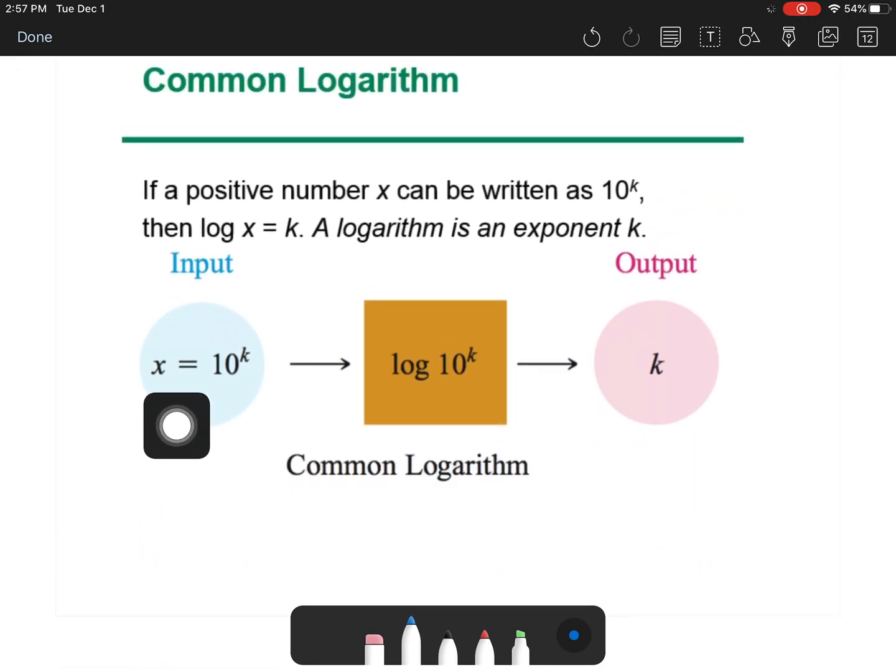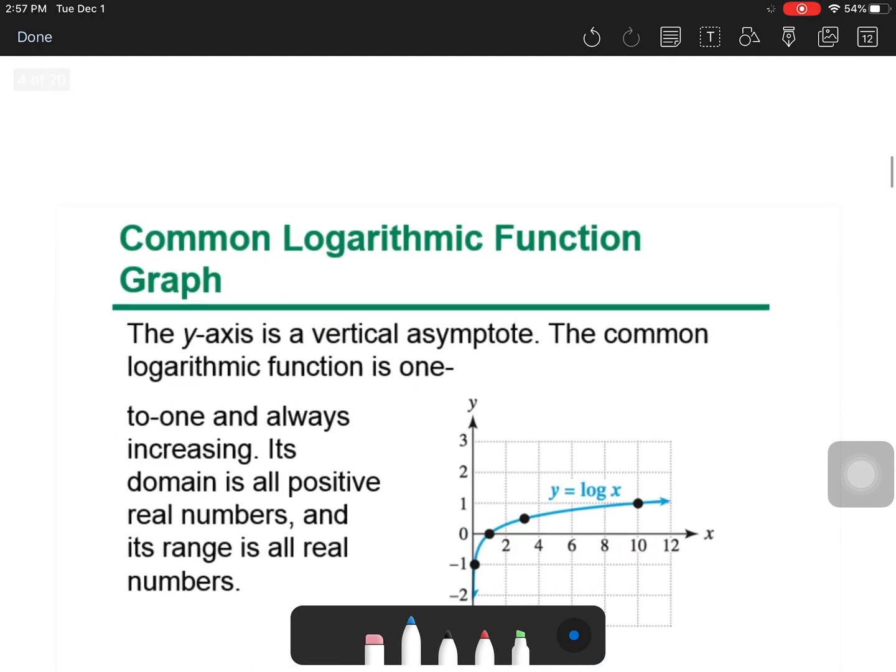So again, they're making this connection. If you have x equals 10 to the k power, that means that log base 10 of 10 to the k would equal k. And so if this is the case where you have a common log and then the base is also 10, they basically cancel each other out, and the answer to that would be just whatever the exponent is, k in that case.